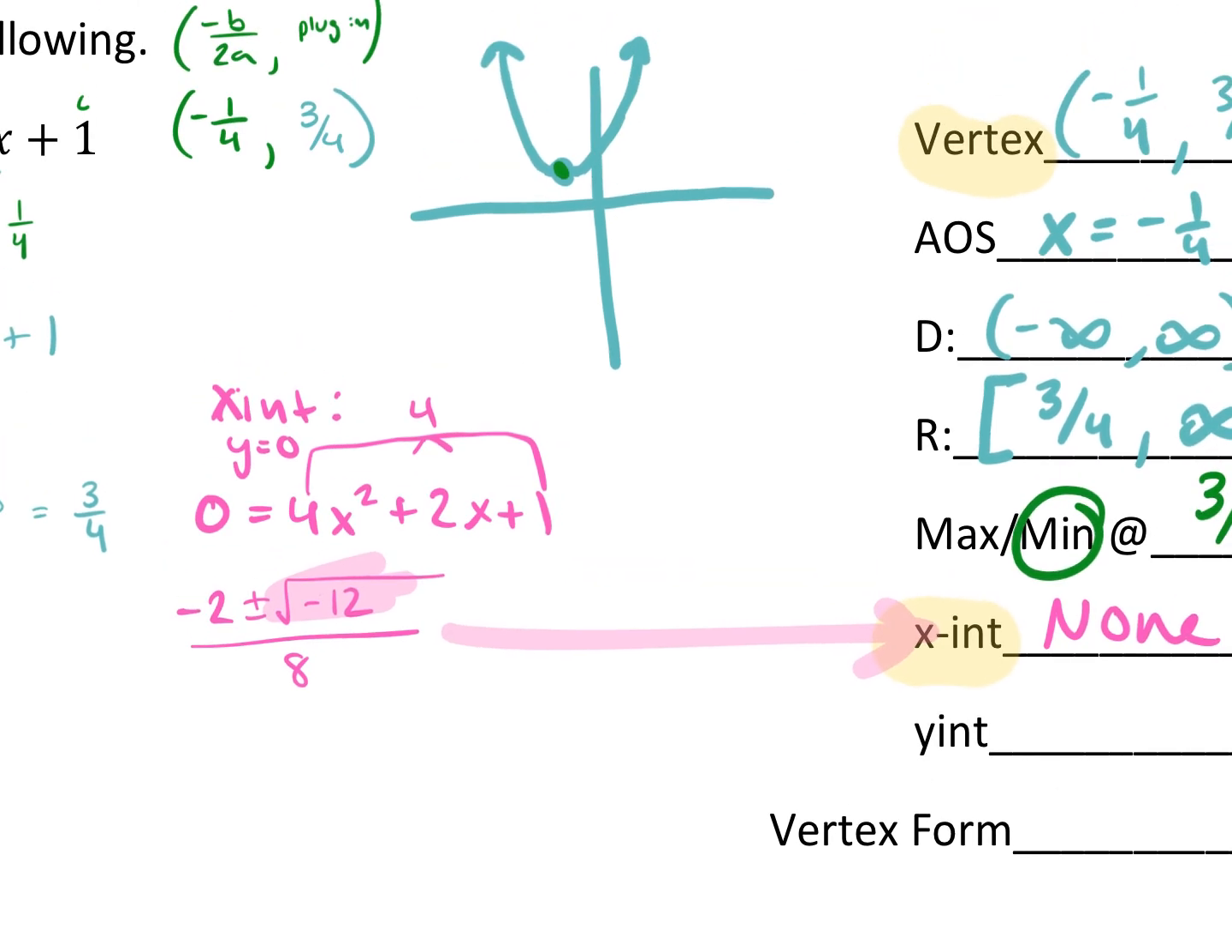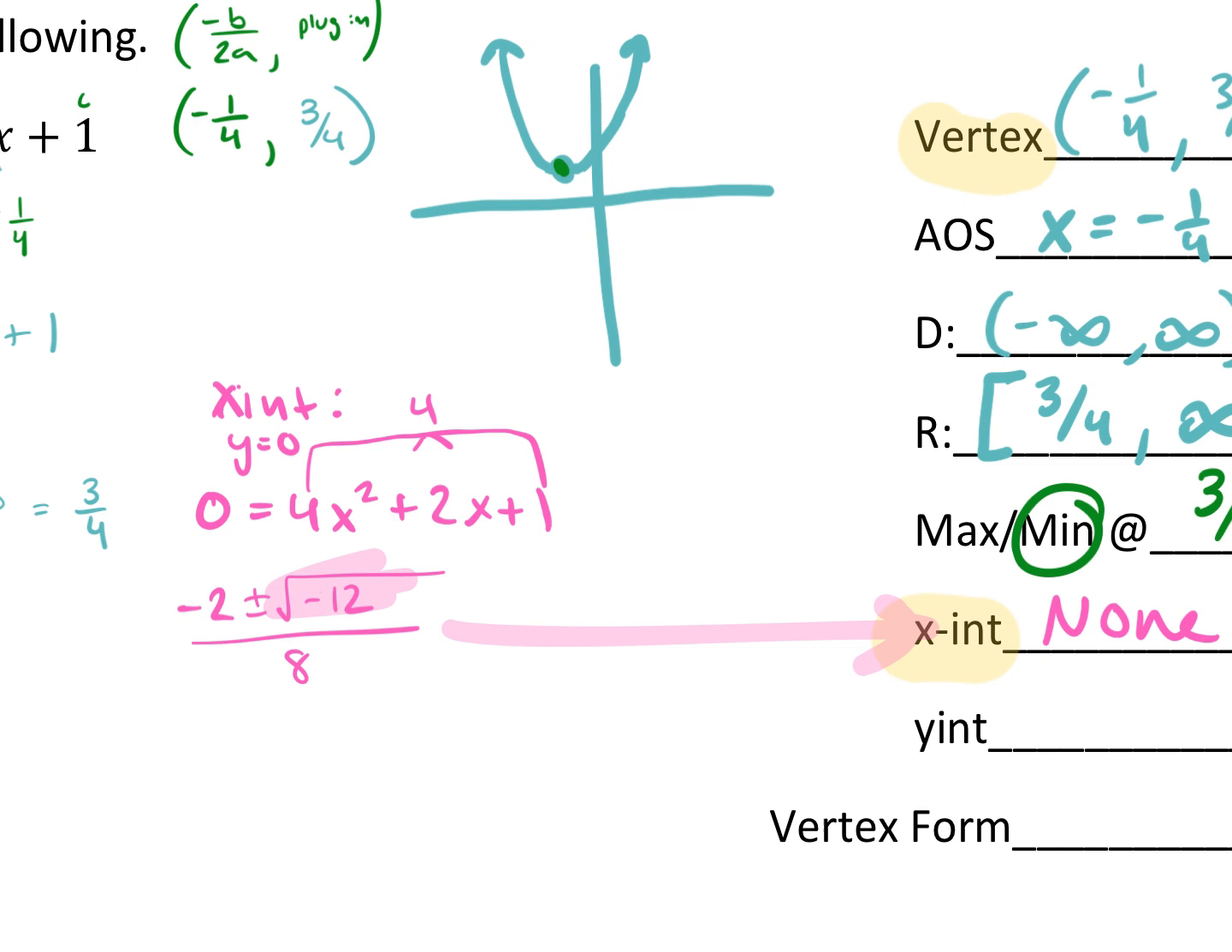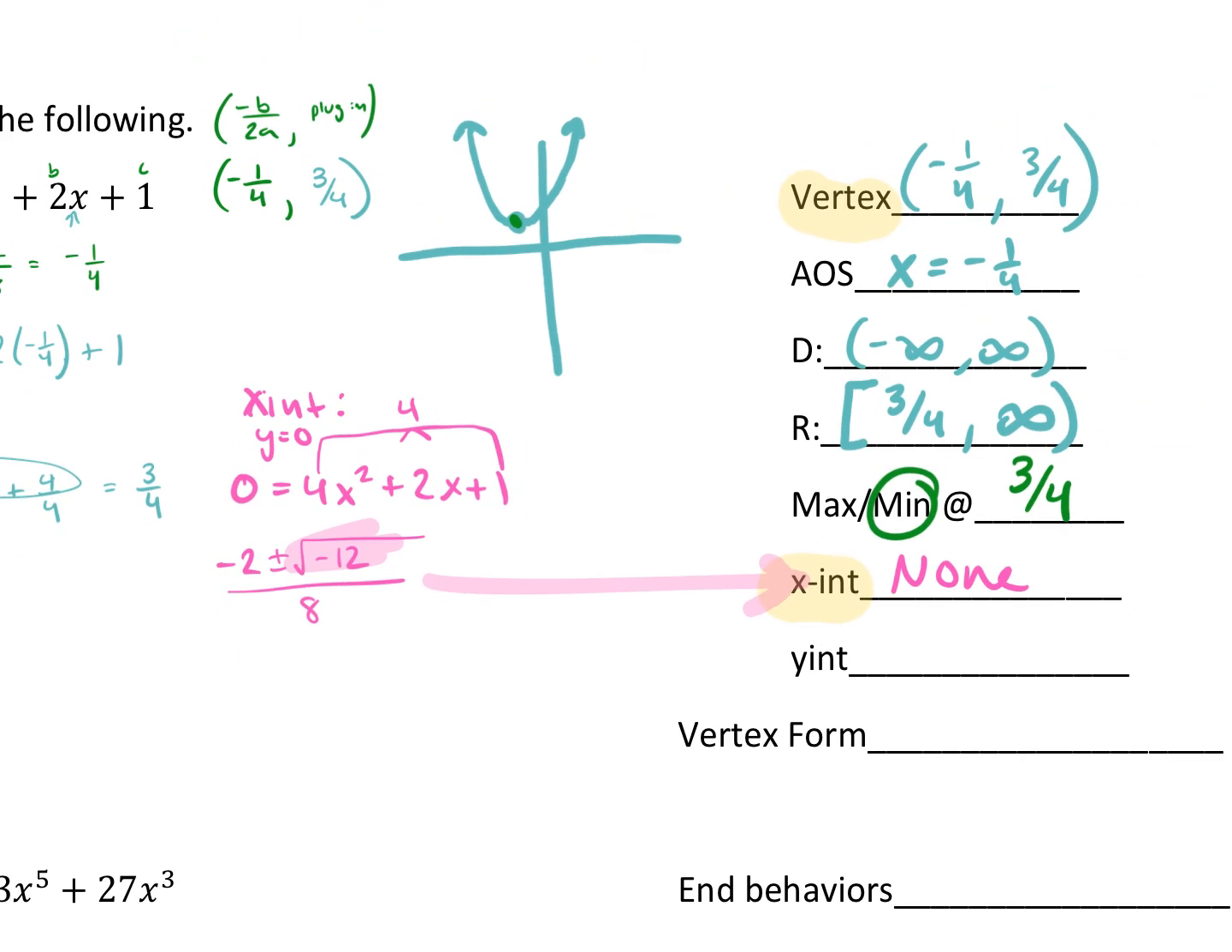But if you just graphed it, you could tell by graphing it that we're not going to have any x-intercepts. Perfect. Y-intercepts, we plug in 0 into the x's. So we would get 0, 1 when you do the math there.